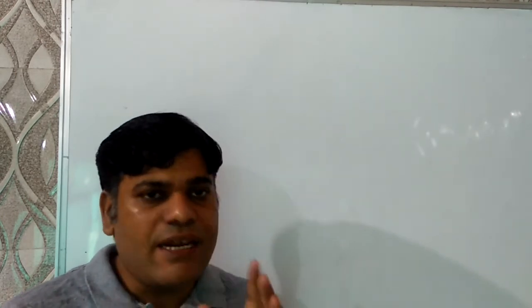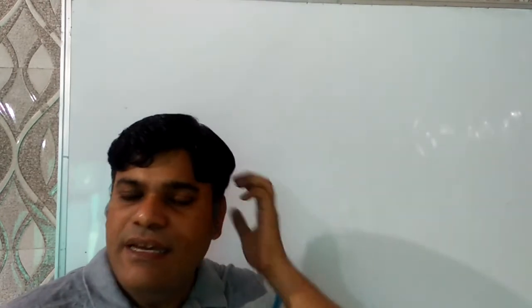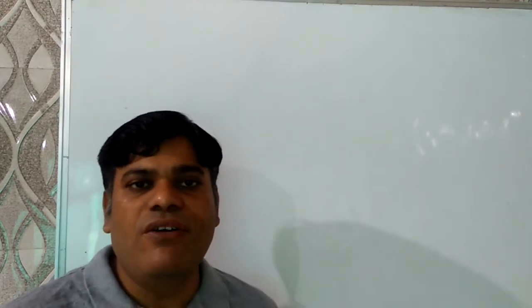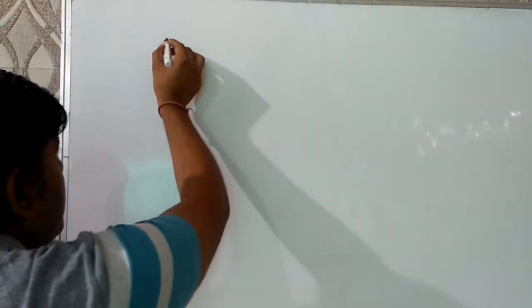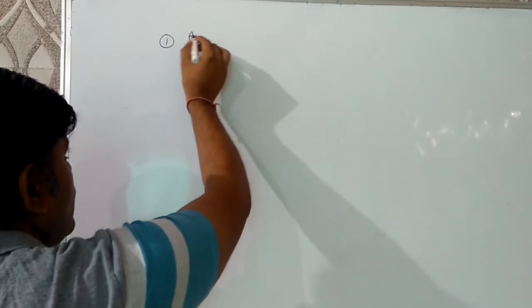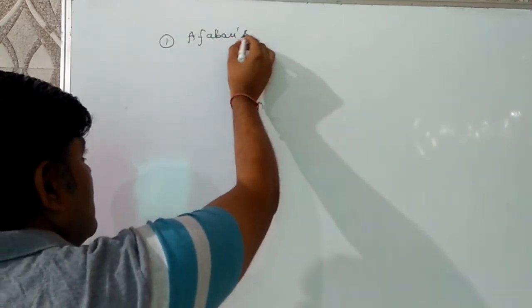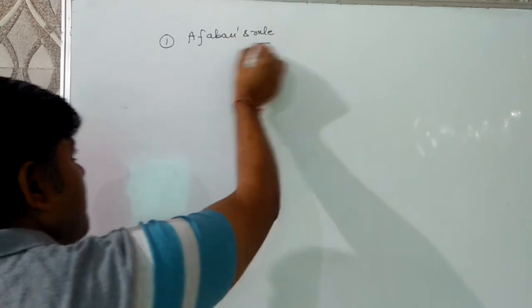Now, the electronic configuration of elements will depend on three rules or principles, and the first one is the Aufbau rule, or Aufbau principle.